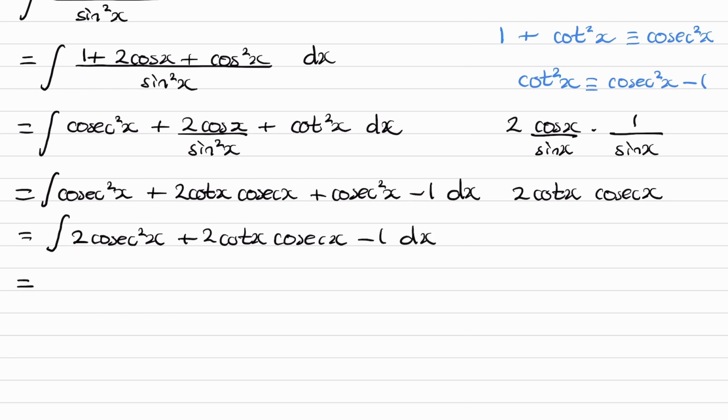Now integrate. Cosec squared x integrates to make minus cot x. So this becomes minus 2 cot x because of the 2 in front. Next term integrates to make minus 2 cosec x. And the final term minus x and then plus c.